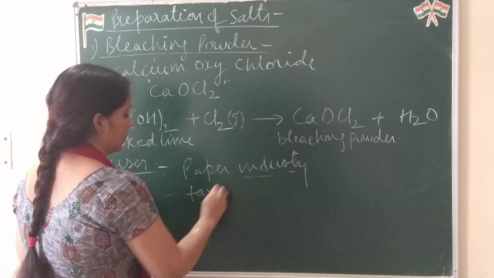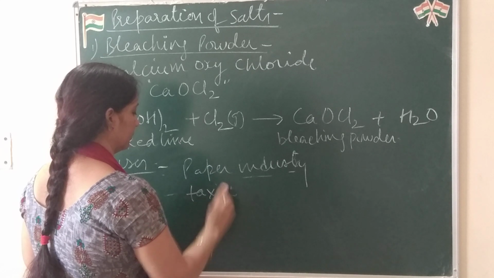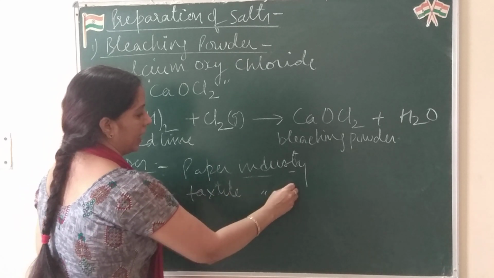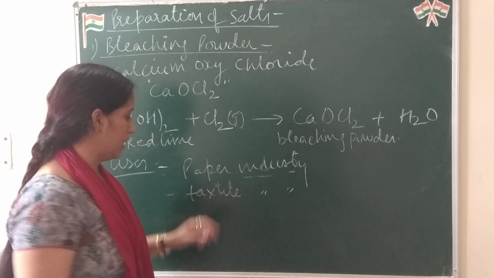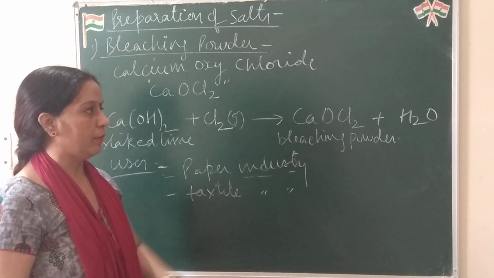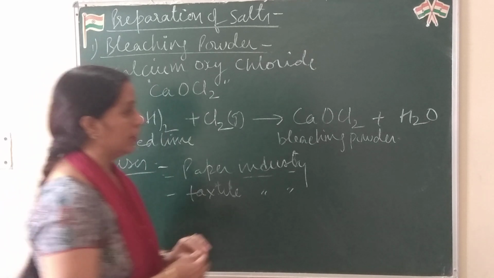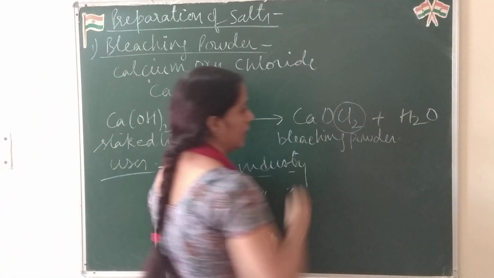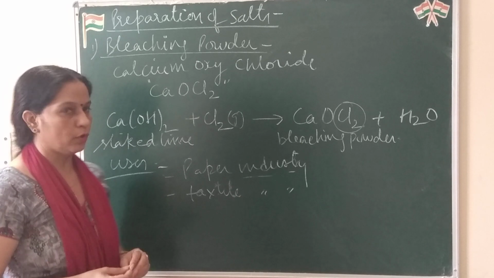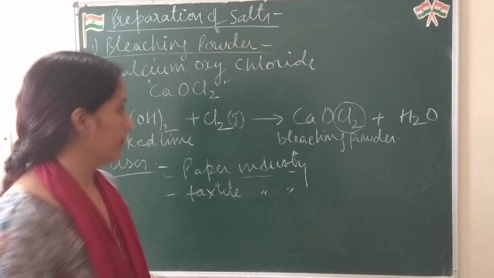Apart from this, it is used in the textile industry, again for the same purpose, to bleach the textile or to remove the stains from it. It is used in laundry to remove the stains from the clothes during washing. And because of the presence of chlorine, it is also used as a disinfectant for cleaning water.